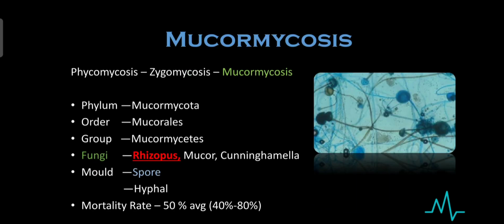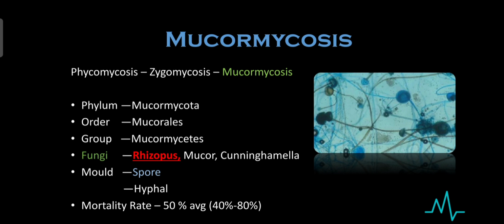Now, moving forward to our topic, mucormycosis was previously known by the name phycomycosis, then zygomycosis, and in the latest edition, you will find mucormycosis as the latest name. So mucormycosis is caused by the fungi which belong to the group Mucormycetes, which belong to the order Mucorales, which belong to the phylum Mucormycota. Right. So this fungus is a mold.